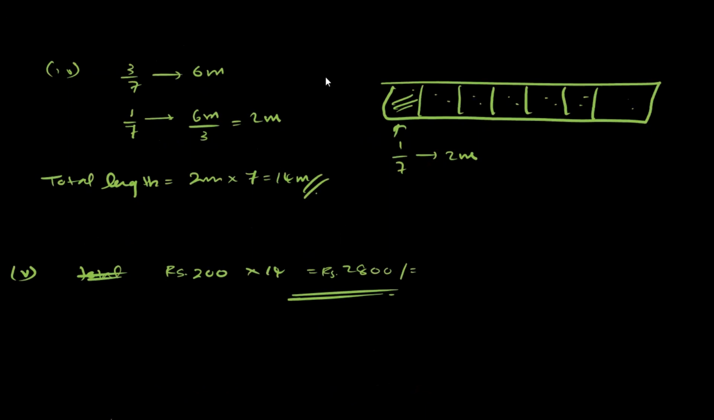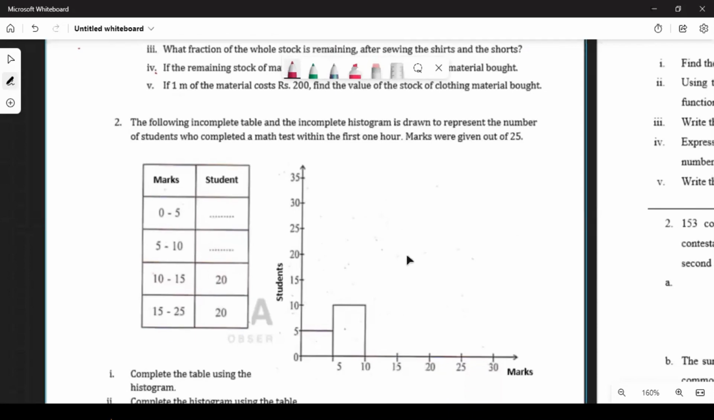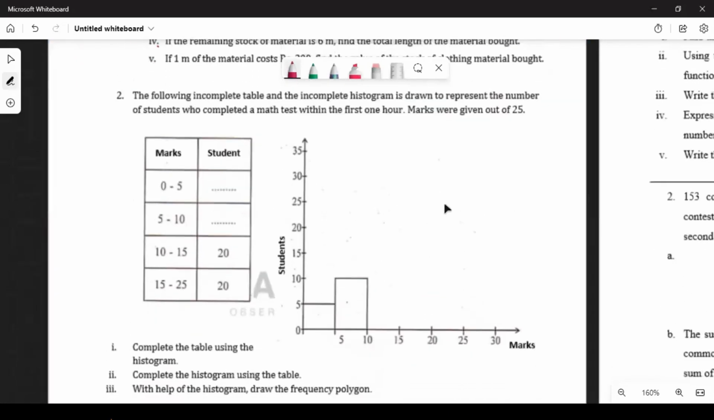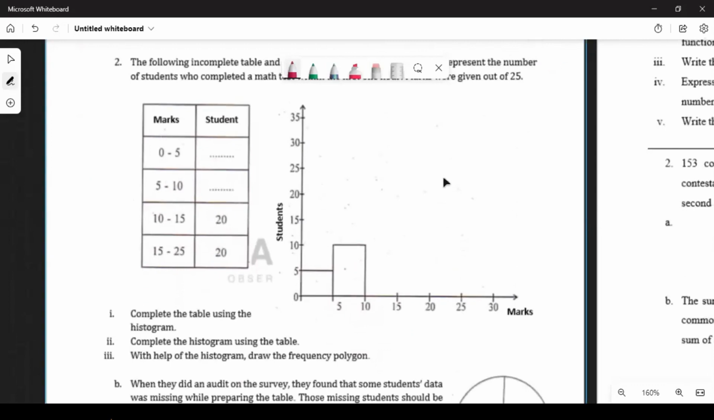Right, done. So we'll move to the next part. Listen. They can give you a question. Definitely there will be a fractions question in your main O-level paper, okay? And definitely there will be a question from data representation and frequency distribution.